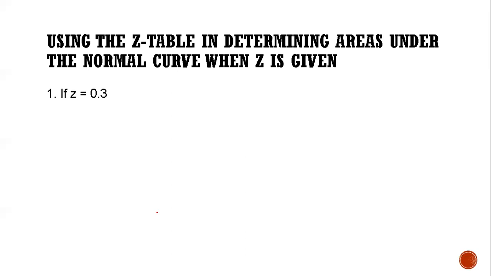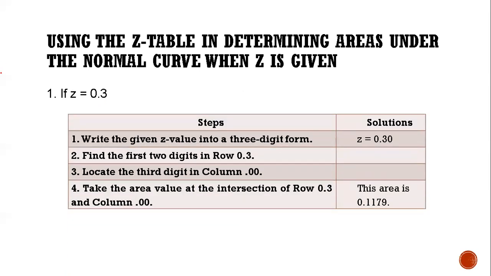So, we're going to identify if z is equal to 0.3. Ano yung rules natin? May apat tayo na methods. Unang step, we're going to write the z value into 3-digit form. Tandaan niyo yan na naka 3-digit form dapat. Dahil yung given natin, naka 2-digit form lang, magdadagdag tayo ng isang 0 sa last. Kaya naging 0.30. So, 3-digit form na siya.